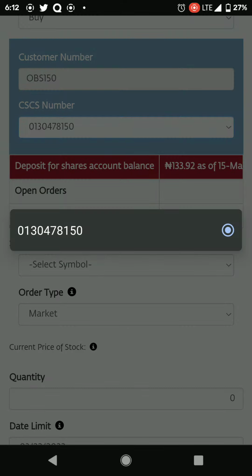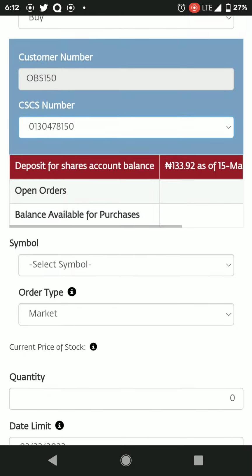Sometimes it happens. So when you have more than one CSCS number in the clearinghouse holding different investments, you will have the CSCS numbers showing here. And if you want to sell a stock that is on a certain CSCS number, you would have to select that particular CSCS number, because the stock will not be showing on the other one, which is not holding the stock. Or you want to buy a stock for the CSCS number of that dependent, then you have to be sure of that number before you place your order.